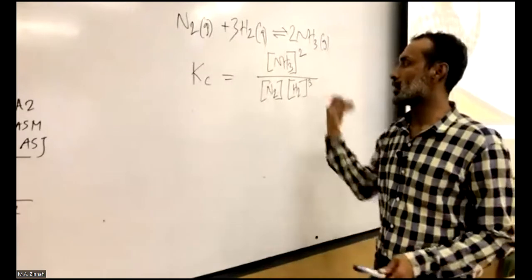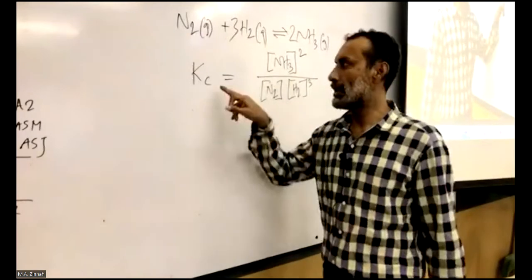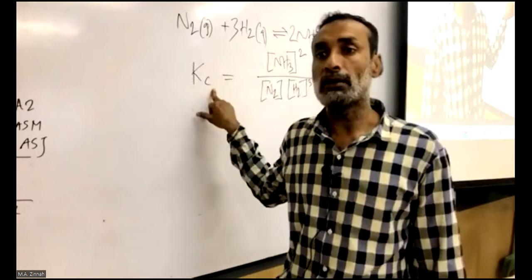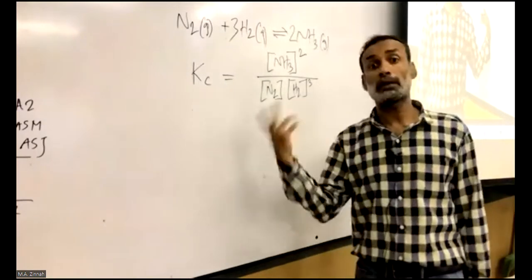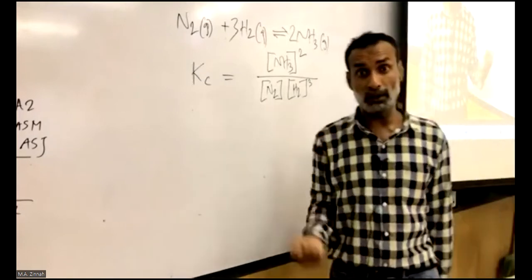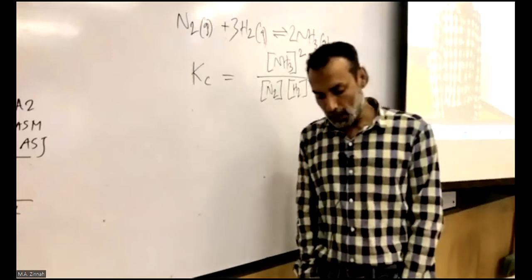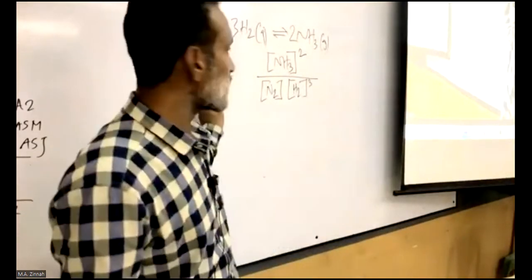The equilibrium constant equals this, and this equilibrium constant is in terms of concentration. The C in Kc stands for concentration, right? This can also be expressed in another way, then we write Kp. Okay, this is the Kc. Now our main job is calculating the Kc. What's the value of Kc?